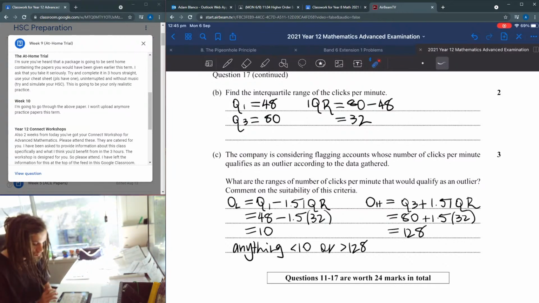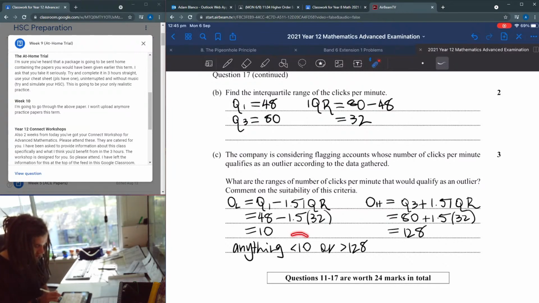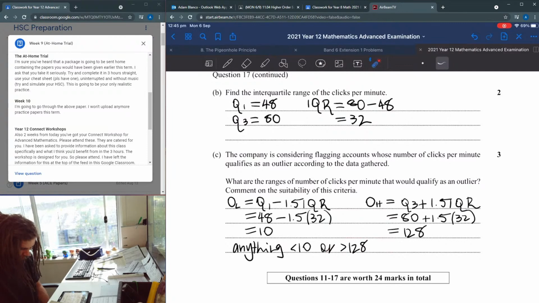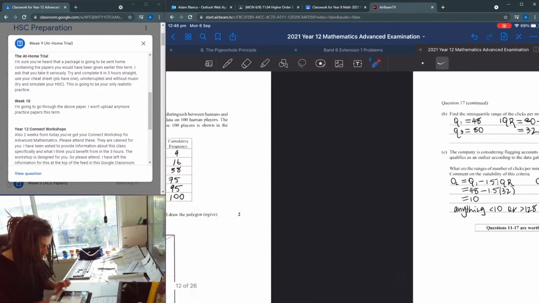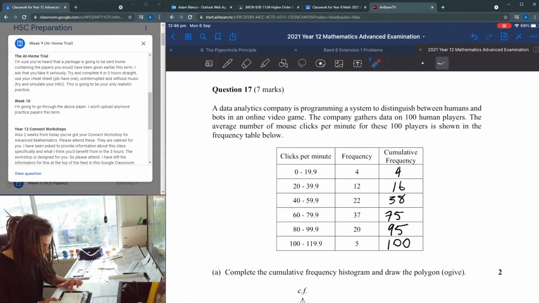Think about number of clicks. Like, some random user might not click 10 times in a minute. But can you think of a user that's going to click 128 times in a minute? And whether or not it's suitable for you to be like, oh, I'm going to kick you off my website because you didn't click 10 times. Or I'm going to kick you off my website because you clicked more than 2 times every second, which is pretty unrealistic unless your website is a game that involves clicking as fast as you can.